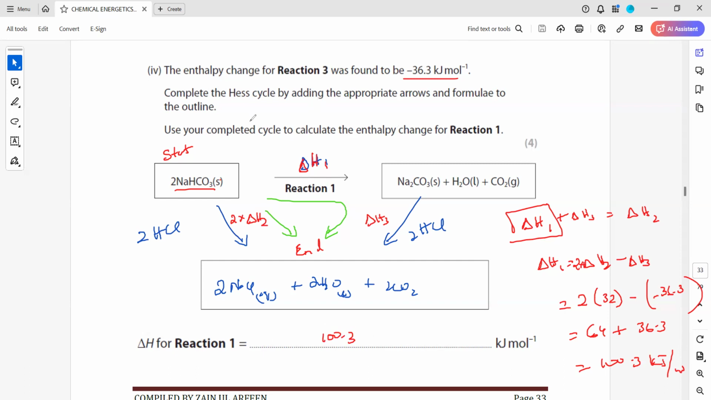Is it clear? Why do we multiply this factor by 2? Because according to this, we have 2 moles. But when we calculated in the previous one, we calculated for a single mole. The equation was for a single mole, not for 2 moles. Is it clear, this one? Any doubt in this?